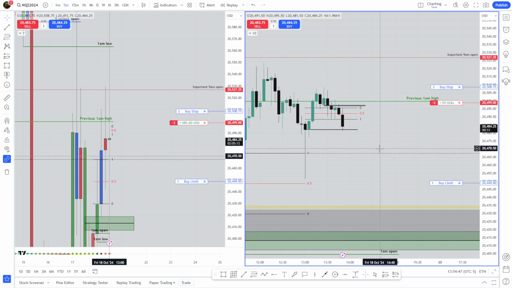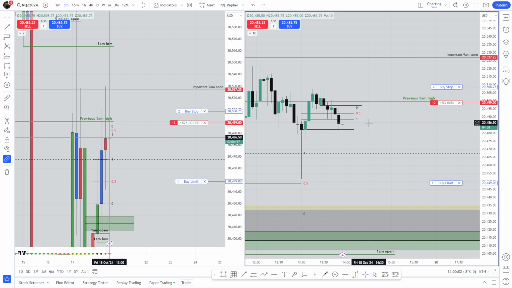And that would indicate a better possibility for price to continue lower. Okay, so what did we just do by this closing of this candle? We just balanced this range.